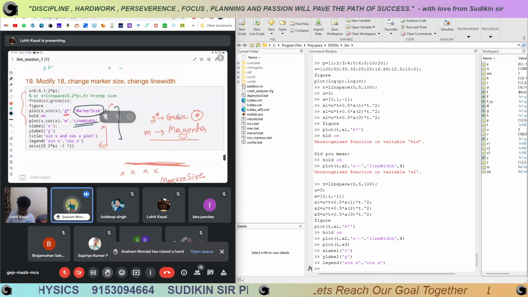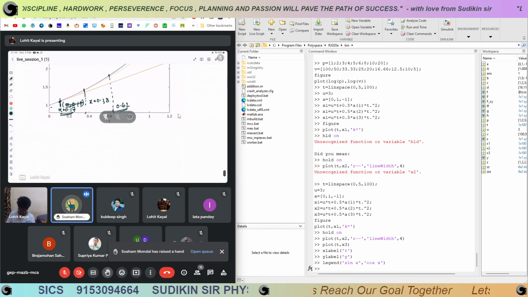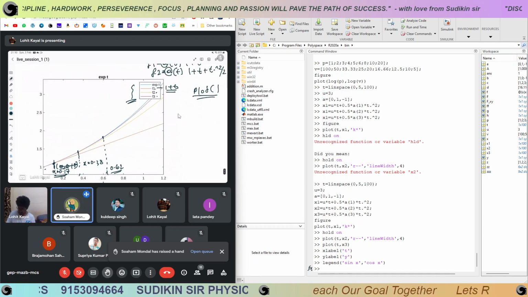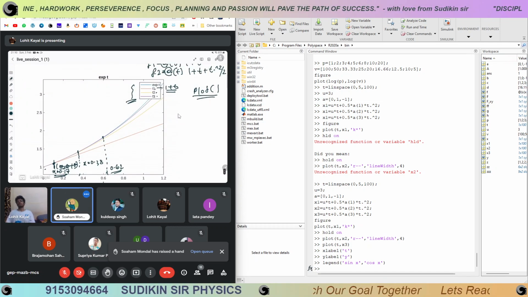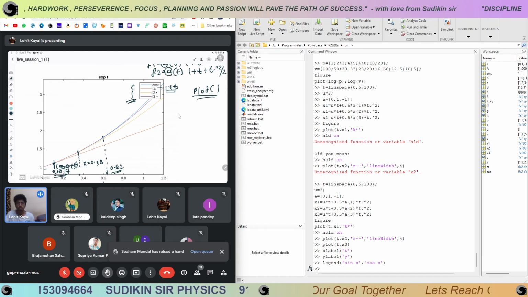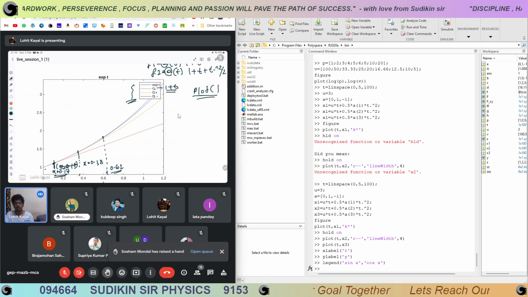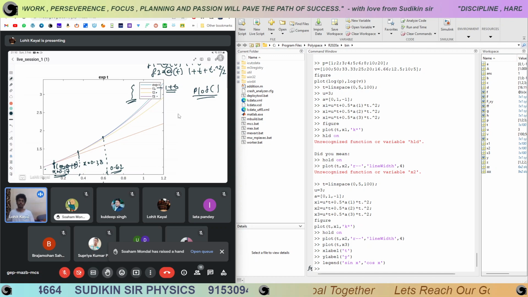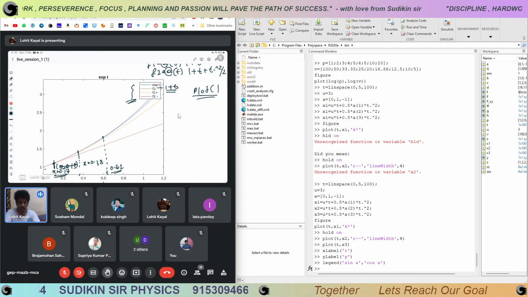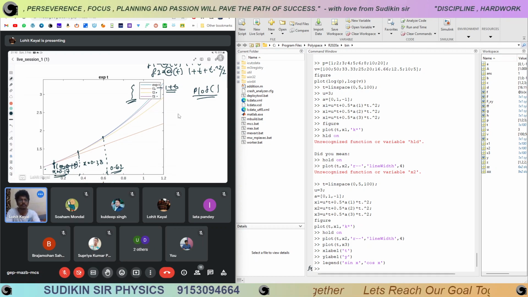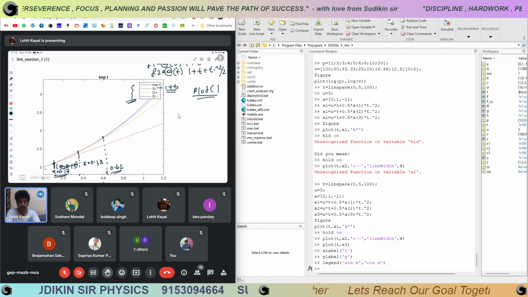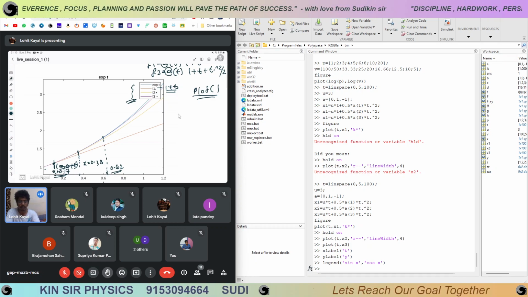Sir, how can we write anything in factorial, like 8 factorial, in MATLAB? Okay, let me just Google it. I also forgot, and I will tell you. Most probably the name is factorial.